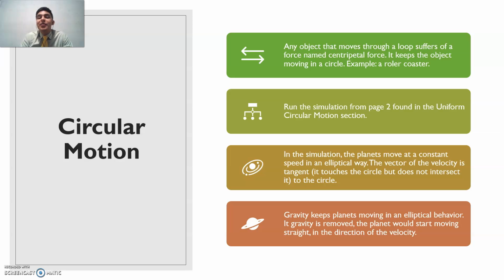Then we have to run the simulation from page number 2, found in the uniform circular motion section. So this simulation is extremely interesting, guys, for real, because you can actually play a little bit around with the forces that you find in the simulation, as well as the different bodies that you have right there.